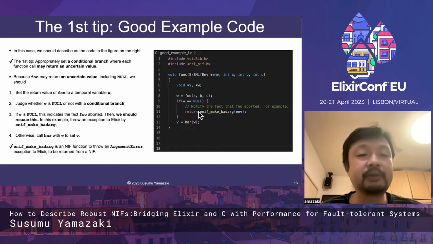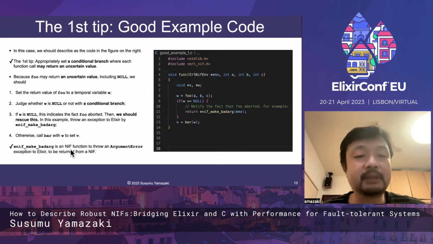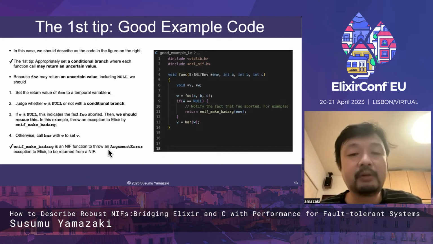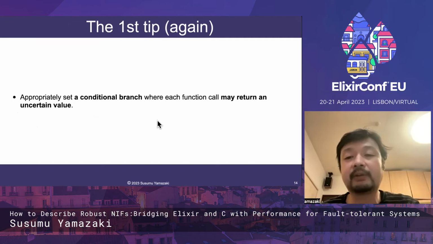Then we should rescue this. In this example, throw an exception to Elixir by enif_make_badarg. Otherwise, call bar with w to set v. enif_make_badarg is an API function to throw an argument error exception to Elixir, to be returned from an NIF. Then, again, appropriately set a conditional branch where each function call may return an uncertain value.